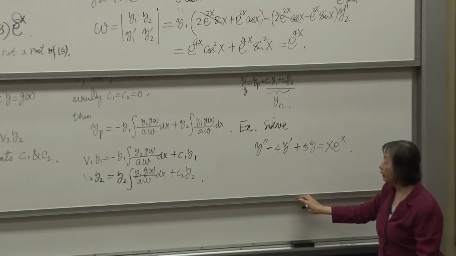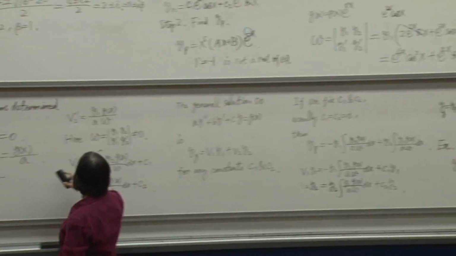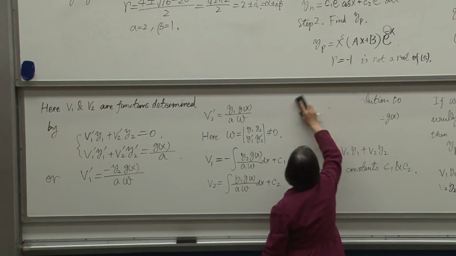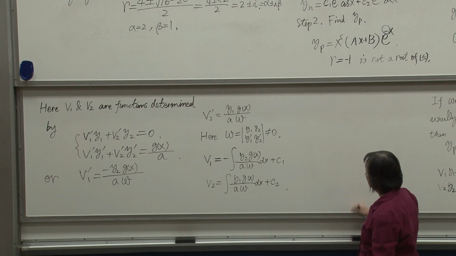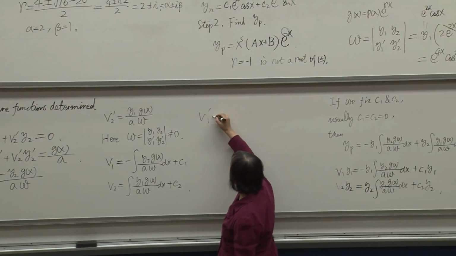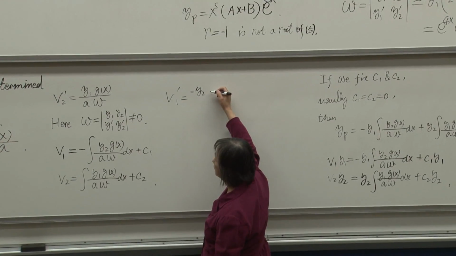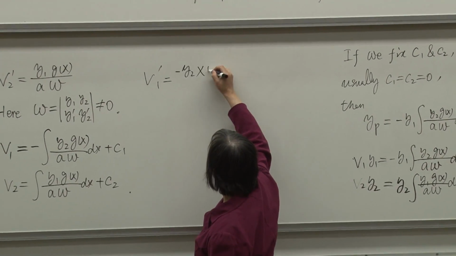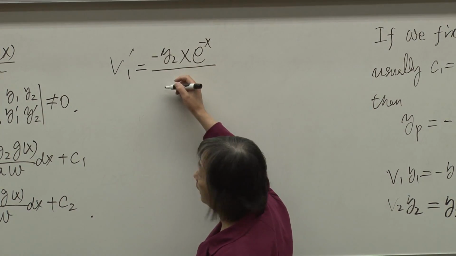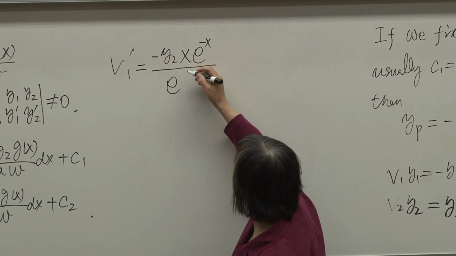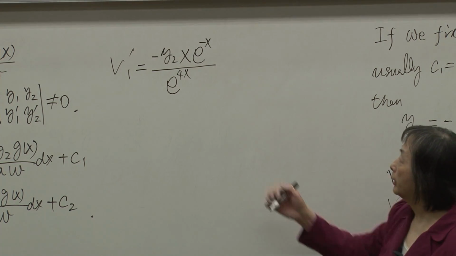So after we evaluate the Wronskian, now if we use the formula here, V1 prime is negative y2 times g of x, which is x e to negative x, over the Wronskian, which is e to 4x, and a is 1.